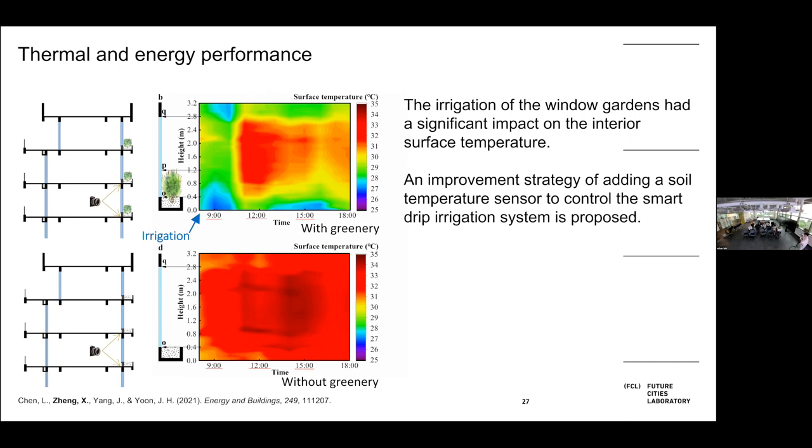So is the height of the vegetation proportional in that image? Proportional to reality? Is that just a small plant? This height.